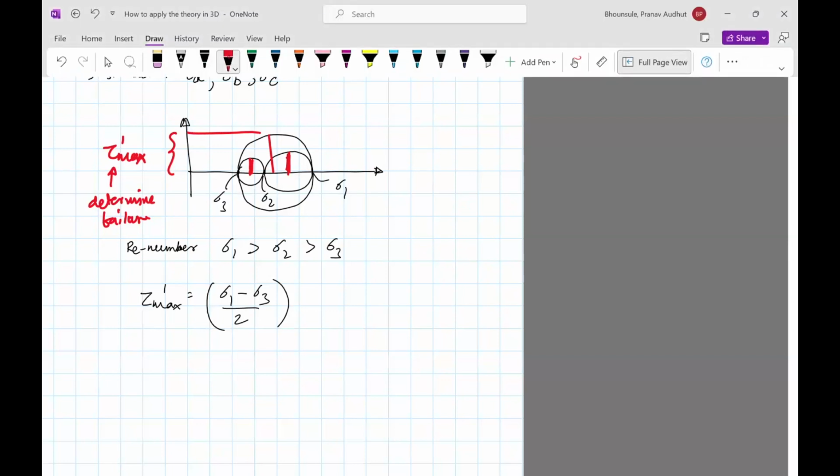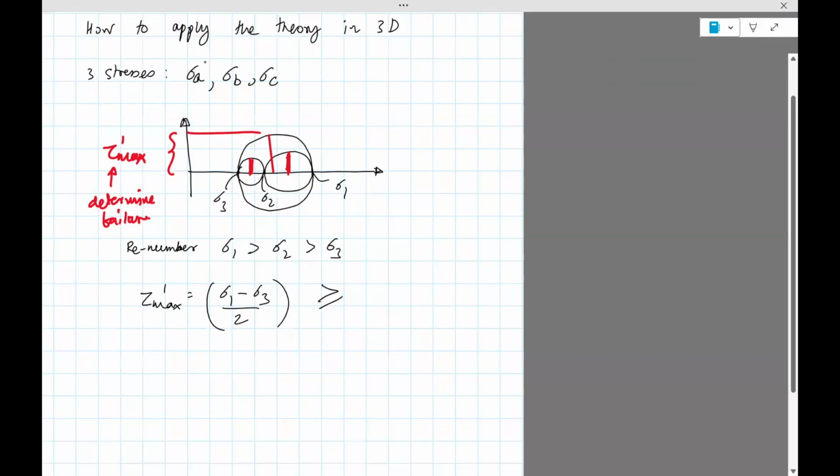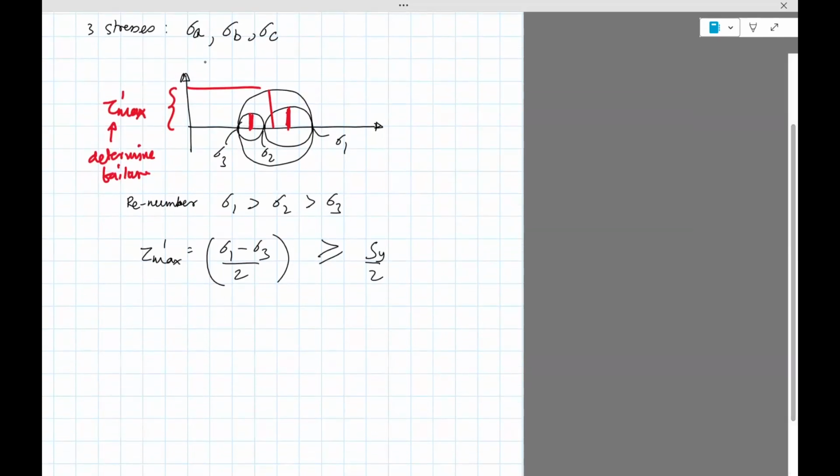So all we need to do is set this to be greater than or equal to Sy divided by 2. This is where failure will occur. So the formula for failure using this theory is that sigma 1 minus sigma 3 is greater than or equal to the yield strength of the material. This is something you get from the simple stress strain curve for a uniaxial testing condition. Sigma 1, sigma 3 will come from the specific problem by computing these stresses, essentially principal stresses.